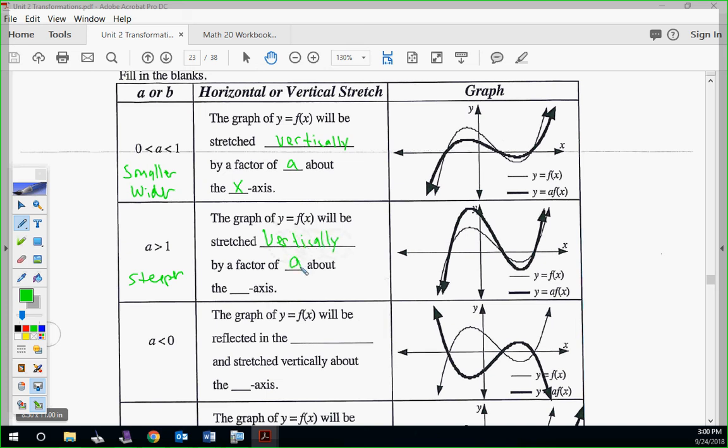Same thing here. There's a little bit of misprint on this one. Or wait. Oh, no, it's reflected. Okay. Then when A is less than 0, so if our A happens to be negative, then we know it's reflected in the x-axis and stretched vertically about the x-axis. Sorry, that's pretty bad. That says steeper.